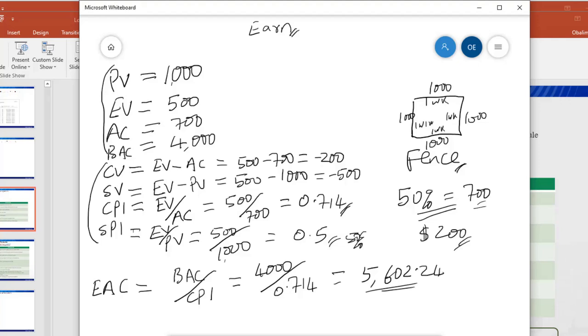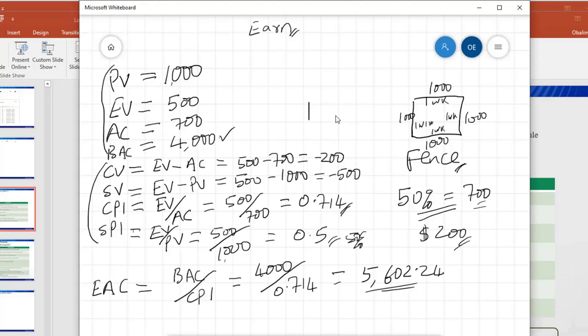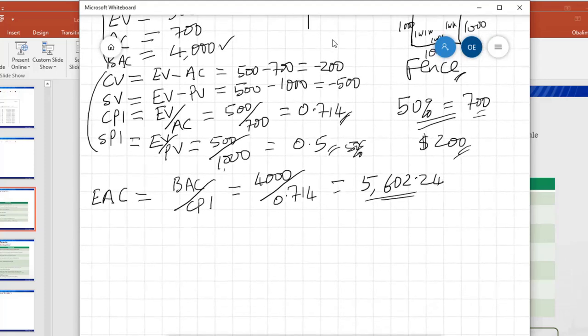It therefore means that if work continues at this pace, by the time we are done, it's not going to be a $4,000 project any longer, but then we're going to be spending about $5,600. We're going to be spending little over $5,600 in all with regards to this project. And that's exactly what this figure here illustrates.